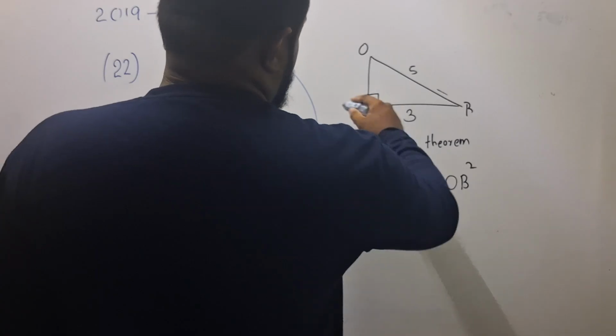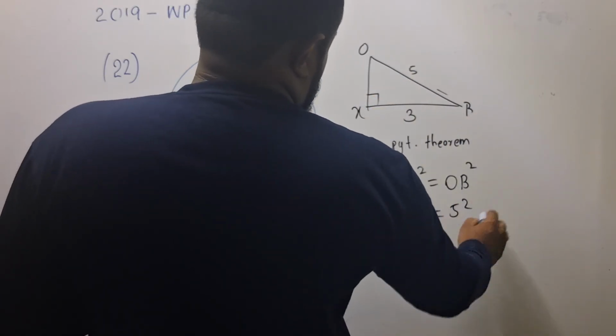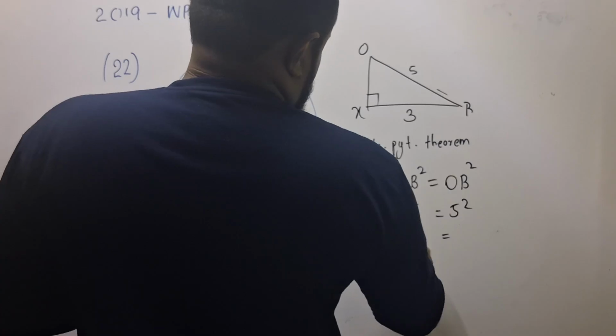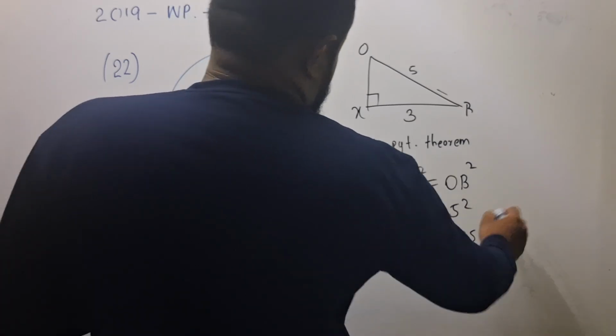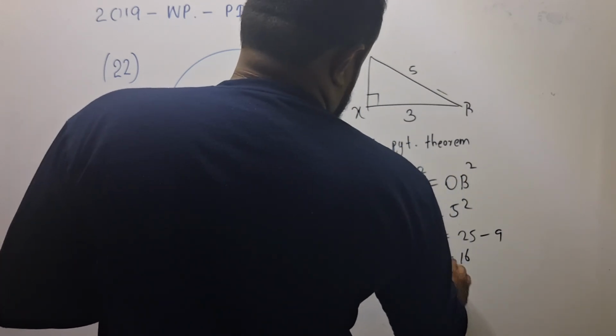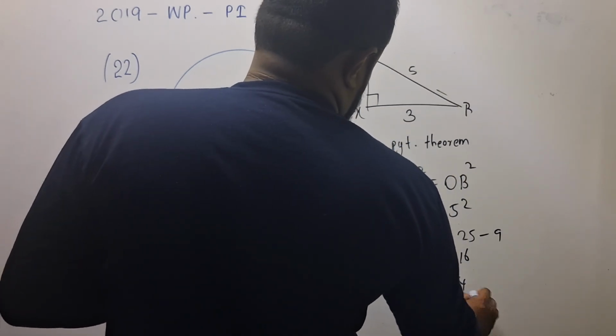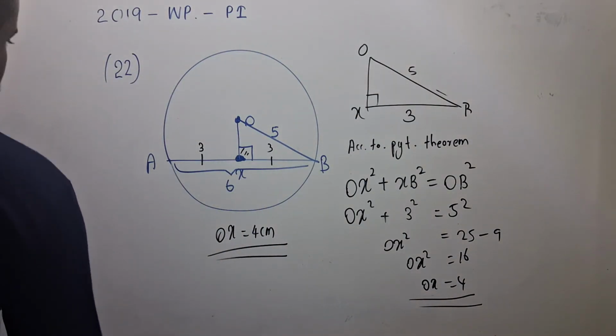OX squared plus XB squared, 3 squared, equals OB squared, 5 squared. OX squared equals 5 squared is 25. 3 squared is 9. 25 minus 9, 16. OX squared is 16. OX is 4. Okay. That's the answer.